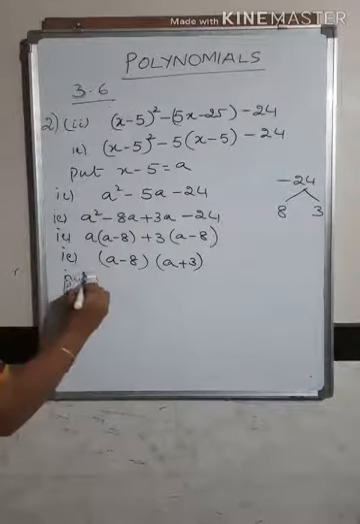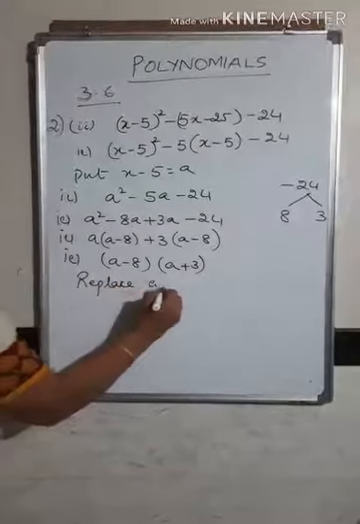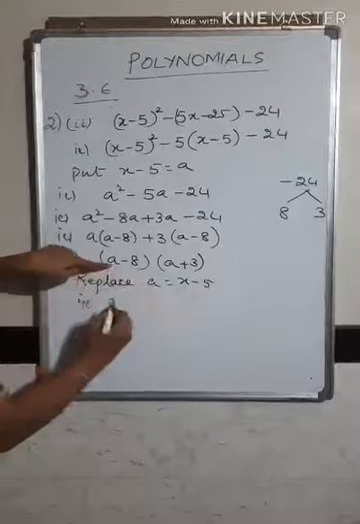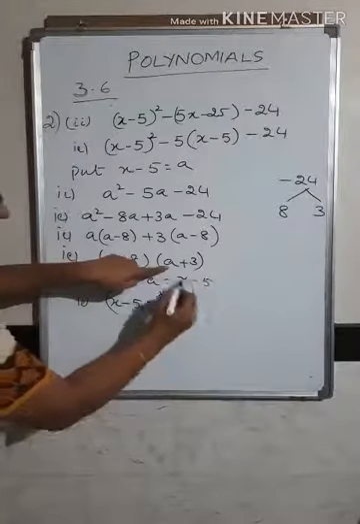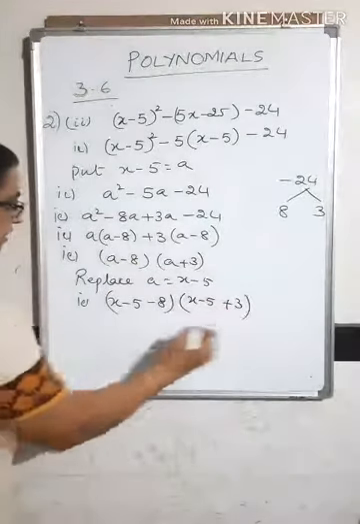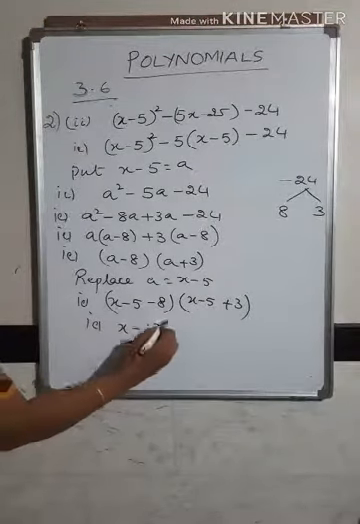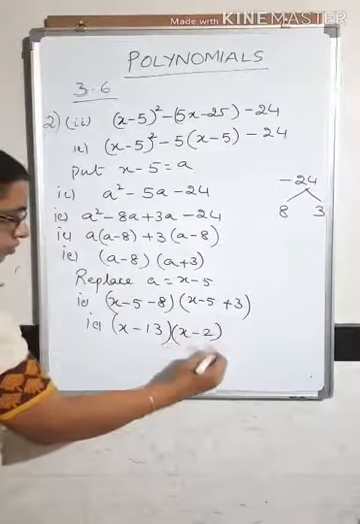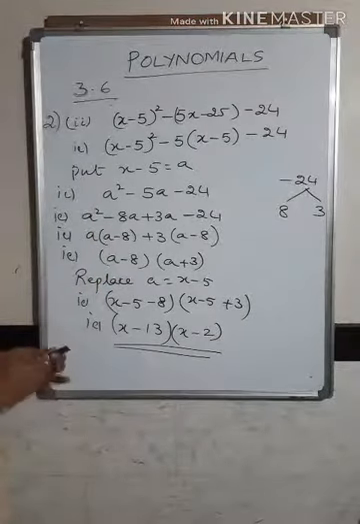So that is, replace a is equal to x minus 5. So replacing it in place of a, you have to write it as x minus 5 and this minus 8 has to be written as it is. In the second bracket, a is replaced by x minus 5 and this plus 3 is written as it is. So simplifying this, you will get x minus 5 minus 8 is minus 13, and here x minus 5 plus 3 is minus 2. So these will be your factors for this expression. So this is how you have to find out the factors of any given polynomial.